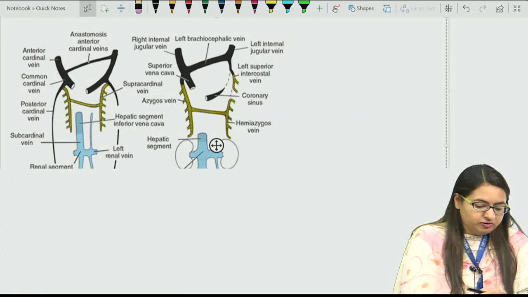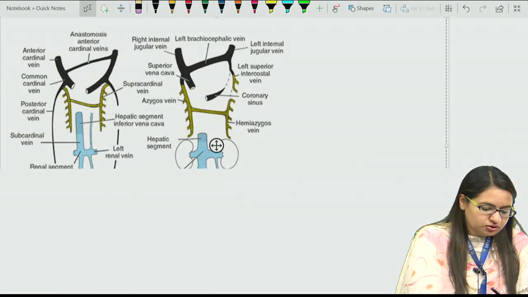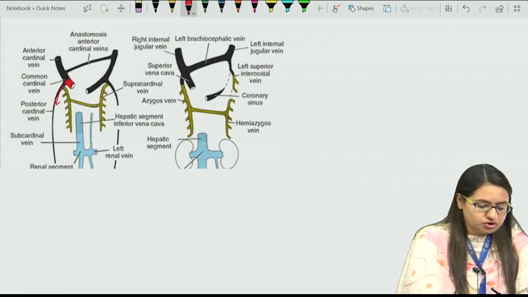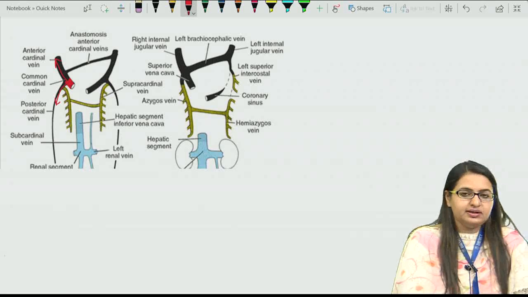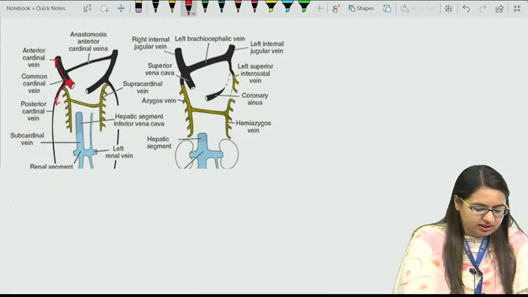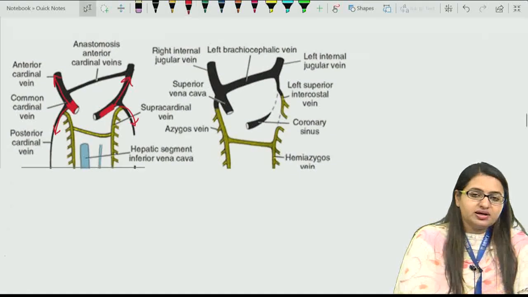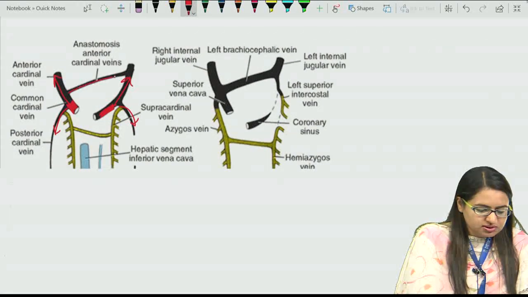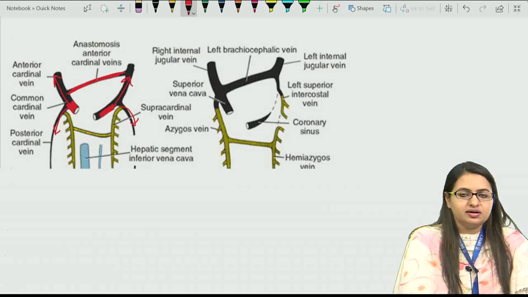For the development of the superior vena cava, first we should know that this is the common cardinal vein. It goes towards the posterior side to form the posterior cardinal vein, and anteriorly it forms the anterior cardinal vein. This is present on both sides. Between the anterior cardinal veins, an anastomosis is present which connects the two.